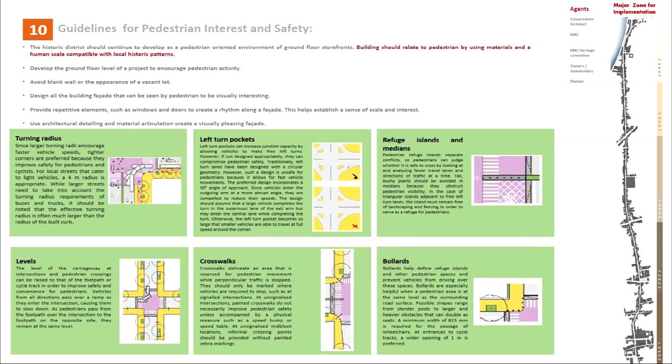Guidelines for pedestrian interest and safety. The historic district should continue to develop as a pedestrian-oriented environment. The building should relate to pedestrians by using material and a human scale compatible to local historic patterns. Developing the ground floor level of a project to encourage pedestrian activity. Avoid blank walls or the appearance of a vacant lot, etc. Design guidelines for turning radius, refuge islands, crosswalk, bollards, etc.